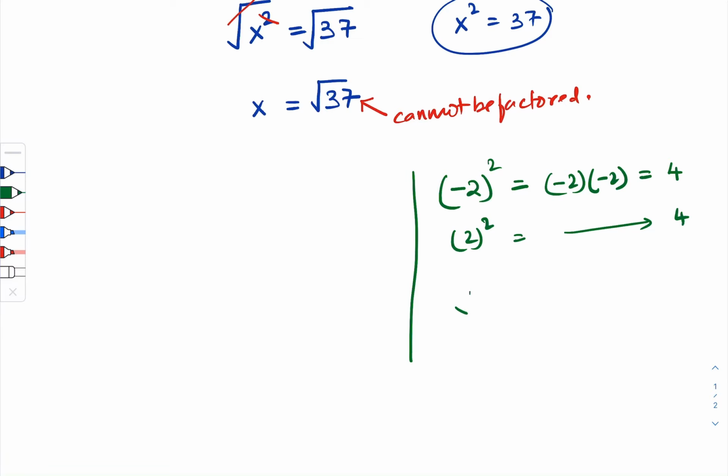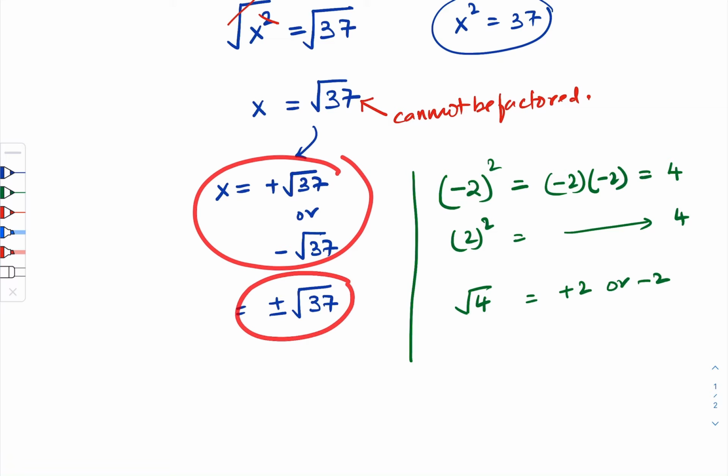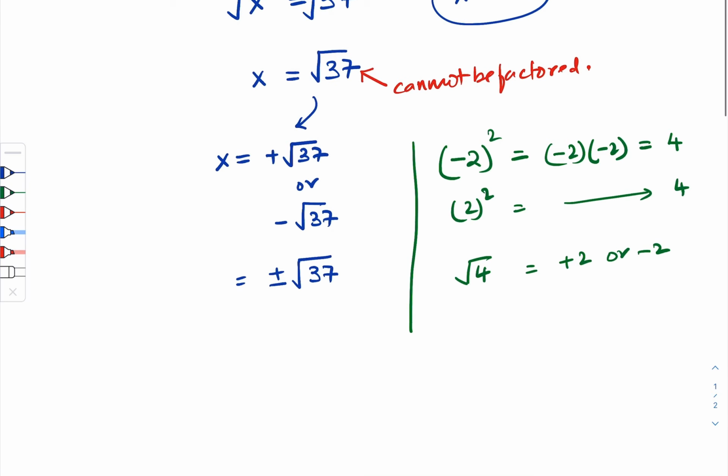So therefore, if you had to find the square root of 4, then you don't know if the answer is going to be +2 or -2, right? The answer could be both. So likewise, out here, the answer is going to be, you have to write it as positive square root of 37 or negative square root of 37. And you could also write this as plus minus square root of 37. They're all the same. So you either choose this as your answer or choose to write this as your answer. Okay? All right. Let's try another one.